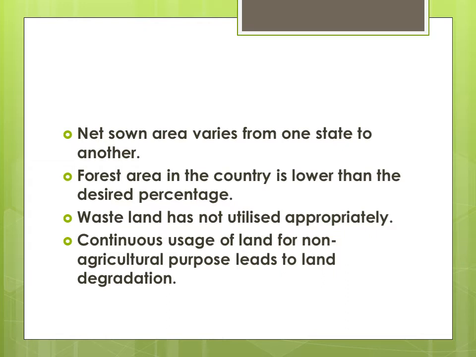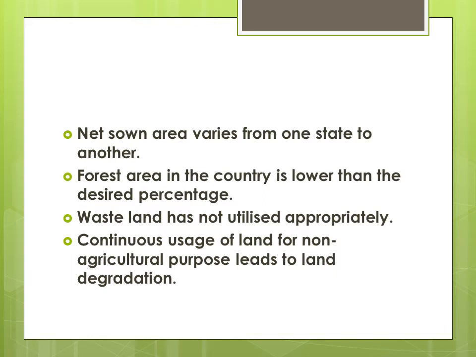The maximum land area you will get is in the Ganga deltaic plain, like Uttar Pradesh, part of Punjab, Haryana, Bihar, and West Bengal. If you come down to South India, many places are rocky, arid, and non-fertile land. The forest area in the country is lower than the desired percentage. 33% of forest is desired in India; we should have 33% of the total geographical area, but we have less than that.